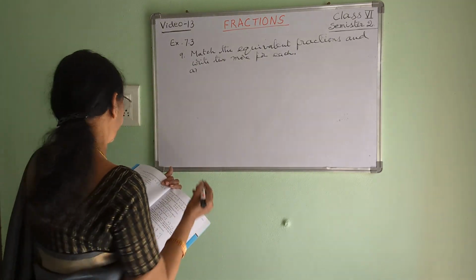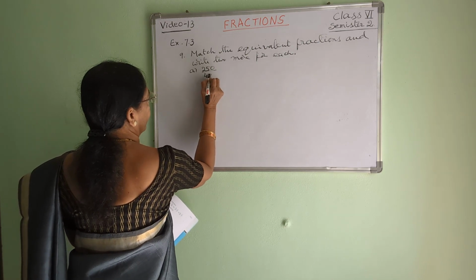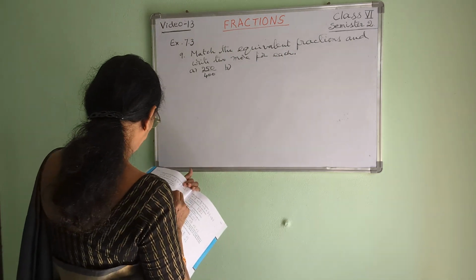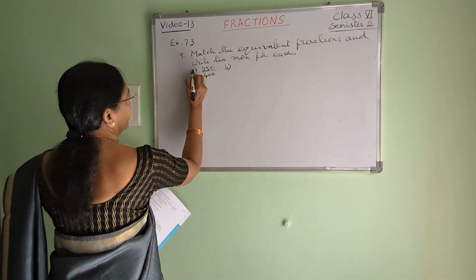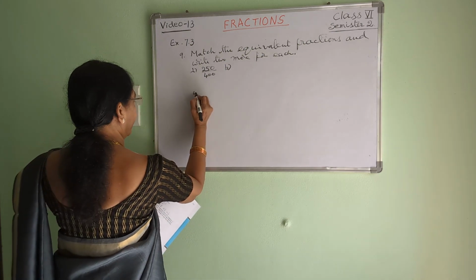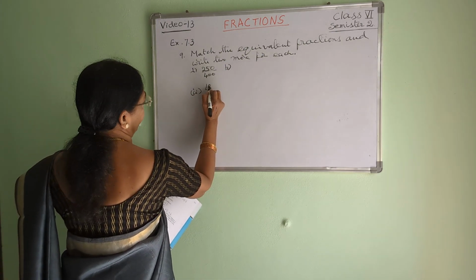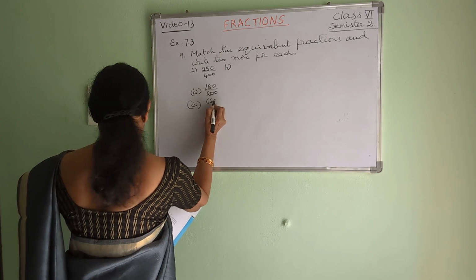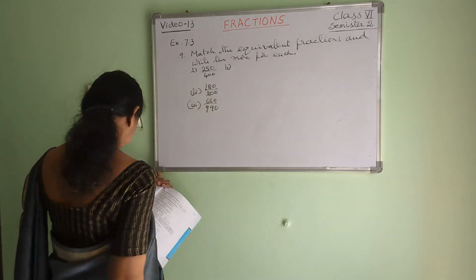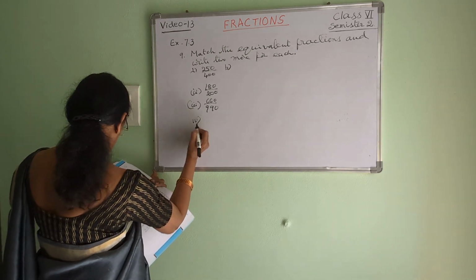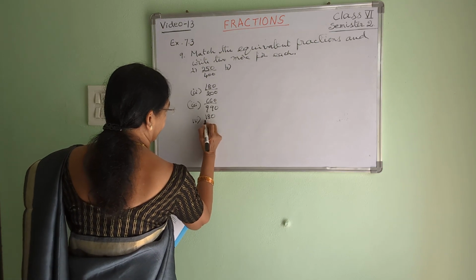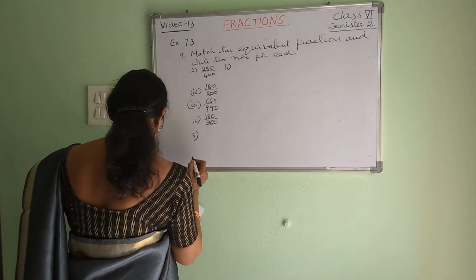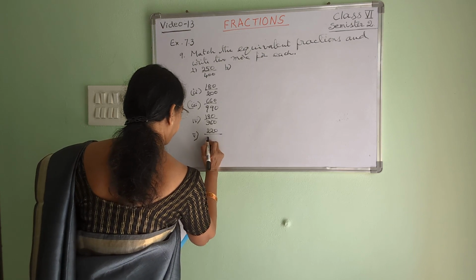Number 1, A, 250 by 400. B, 2, 180 by 200. 3, 660 by 990. 4, 180 by 360. 5, 220 by 550.